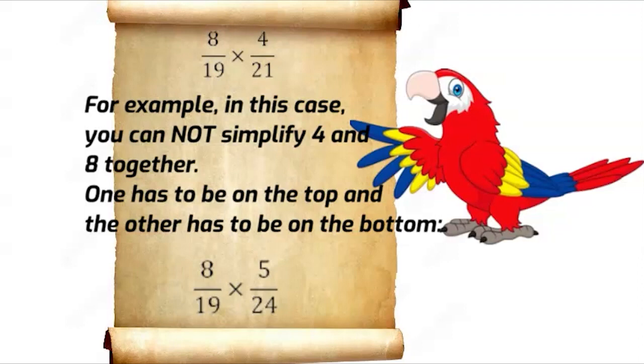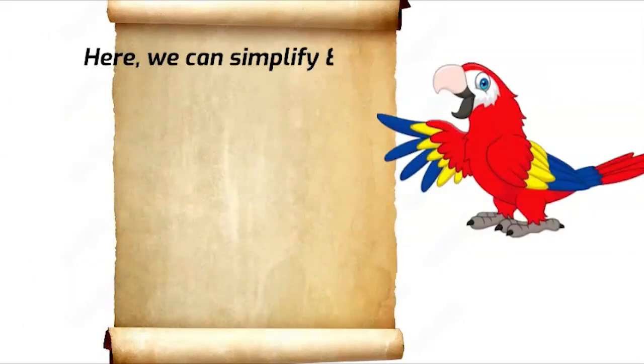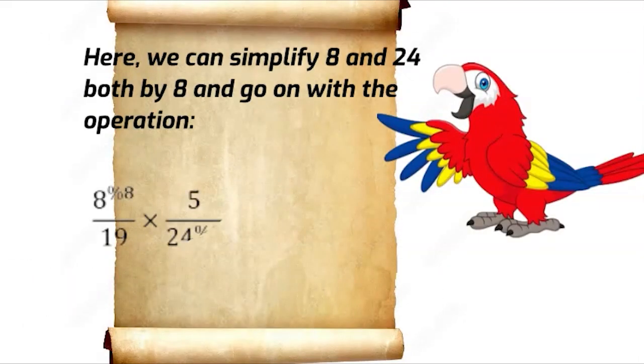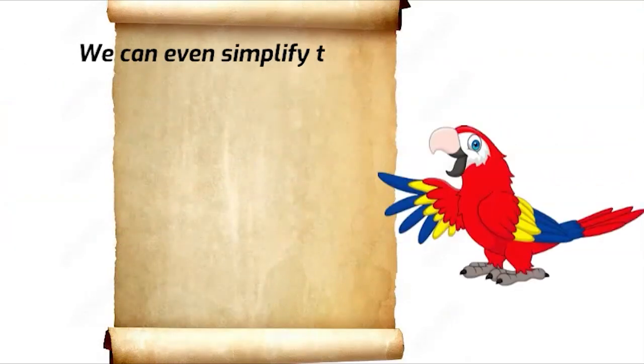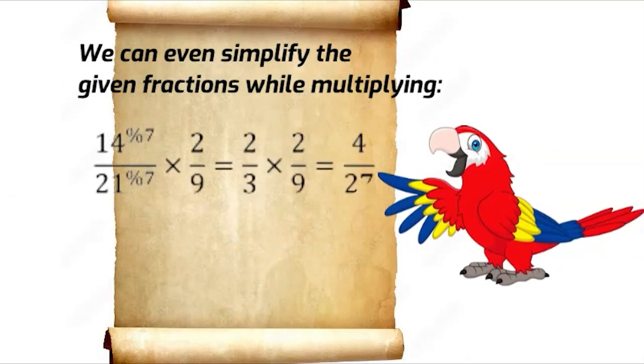For example, multiply 8 over 19 by 5 over 24. Here, we can simplify 8 and 24 both by 8 and go on with the operation and get 5 over 57 as our resulting fraction. We can even simplify the given fractions while multiplying. For the first fraction, 14 over 21, both the numerator and denominator can be divided by 7. The simplified fraction equals 2 over 3. And, if we multiply it with 2 over 9, we get 4 over 27 as our resulting fraction.